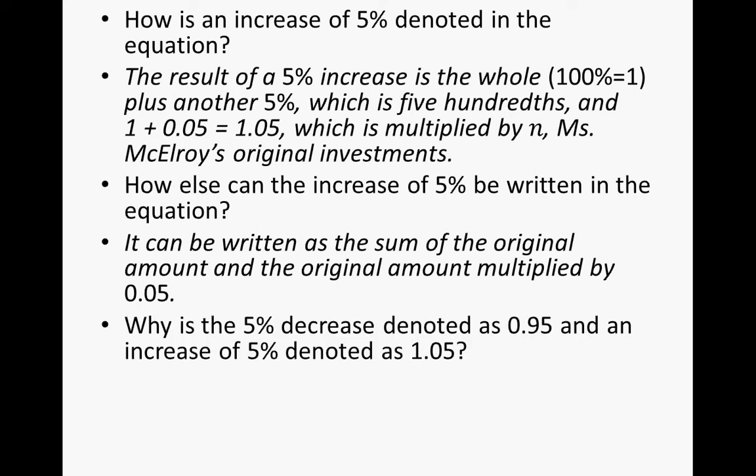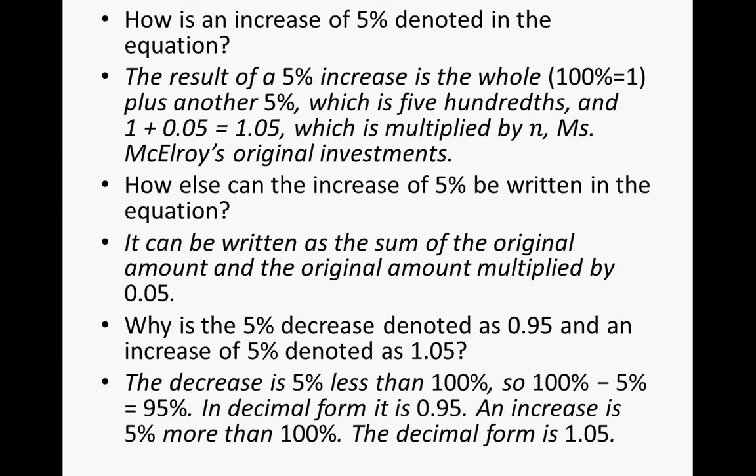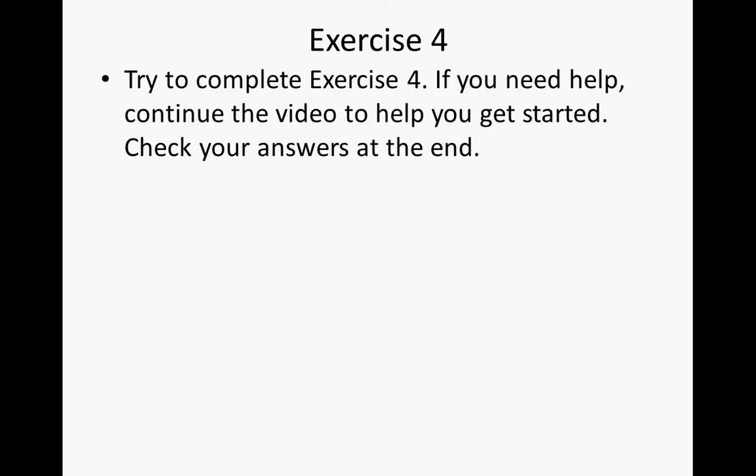So why is a 5% decrease denoted as 95/100ths and an increase of 5% denoted as 1 5/100ths? Well, the decrease is 5% less than 100%, so 100% minus 5% is 95%. In decimal form, that would be 95/100ths. An increase is 5% more than 100%, so the decimal form is 105/100ths, or 1 5/100ths. Right, go ahead and try to do exercise 4. If you need help, continue the video to help you get started, and then check your answers at the end.